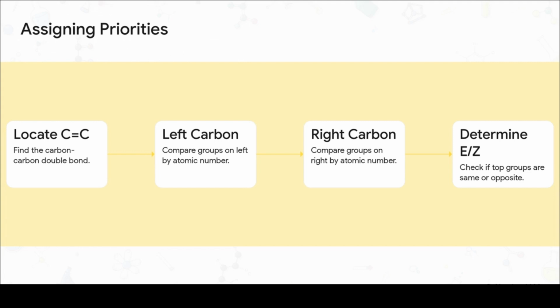Step 1, locate your carbon-carbon double bond. Step 2, compare the two groups attached to the left carbon using their atomic numbers. Step 3, do the exact same thing for the groups on the right carbon. The golden rule here: the atom with the higher atomic number always gets the higher priority. Finally, step 4, just check if those two winning priority groups are on the same side, making it Z, or opposite sides, making it E.